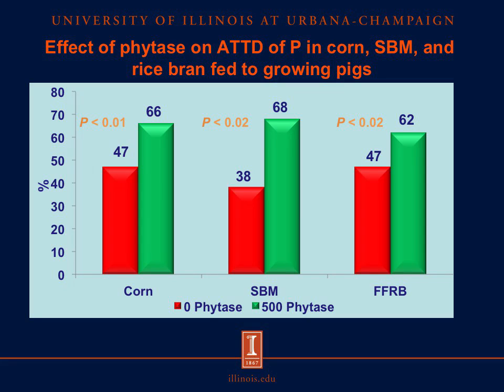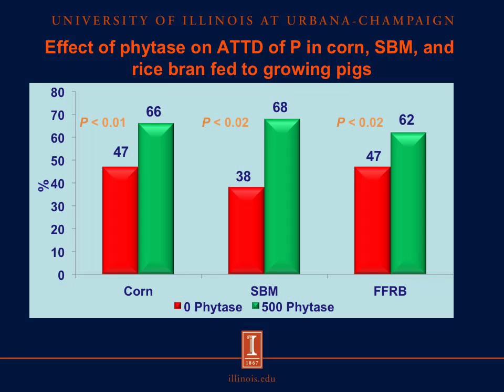We now move on with the results. This graph shows the ATTD of P in the ingredients. This is calculated by subtracting the phosphorus output from the phosphorus intake. The red bars are the ATTD of P values for ingredients without phytase, and the green bars are the ATTD of P values for ingredients with phytase.